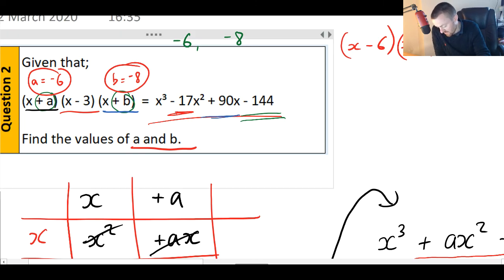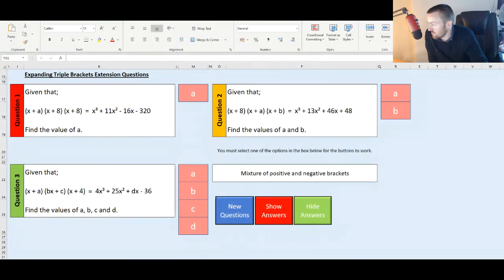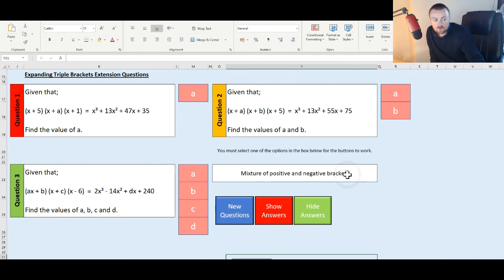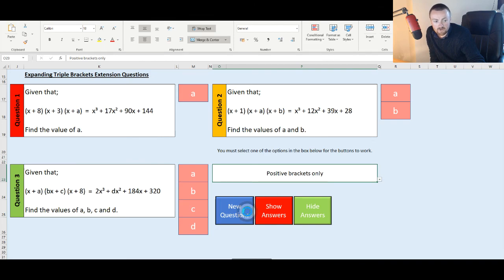Okay, that's the end of that bit. I will do one final video with this really, really tricky question. So yeah, if you found that okay, you can try a few of your own questions here. Just as before, lots of different questions. You can also, if you don't want to start involving negative numbers, just try positive brackets only and get your answers, with answers as well.